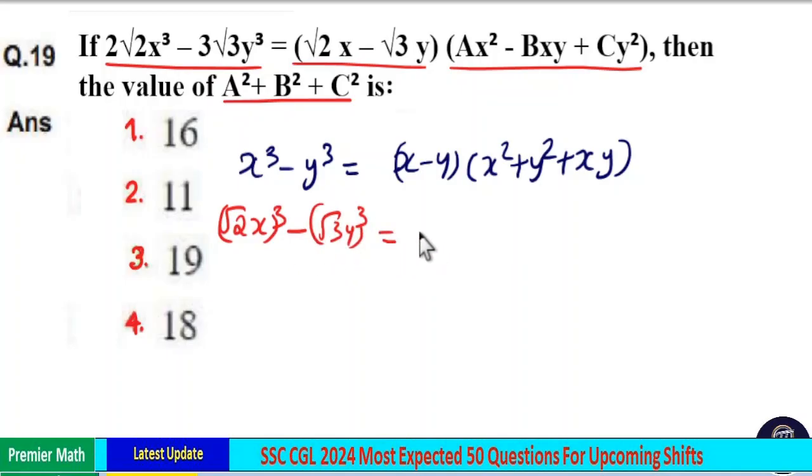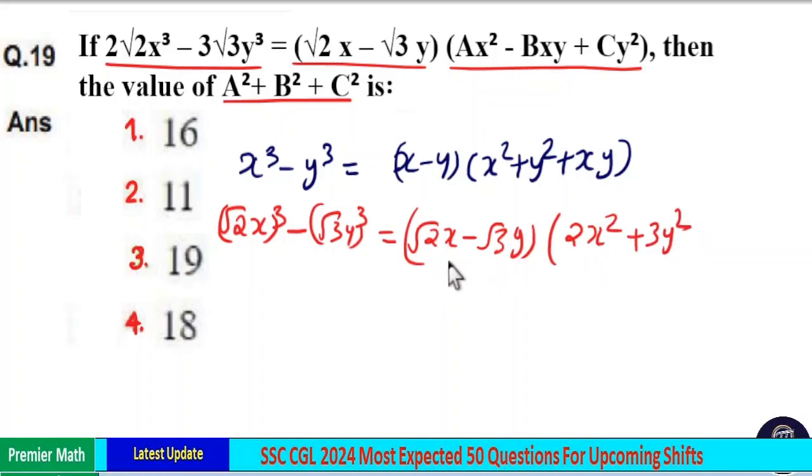Now x cube minus y cube means root 2 x minus root 3 y into root 2 x the whole square is 2x square, root 3 y the whole square is 3y square, and root 2 x into root 3 y is equal to root 6 xy. Now you can see here x square coefficient is a. Here x square coefficient is 2. So a is equal to 2. Now y square coefficient is c. And here y square coefficient is 3. So c is equal to 3 here.